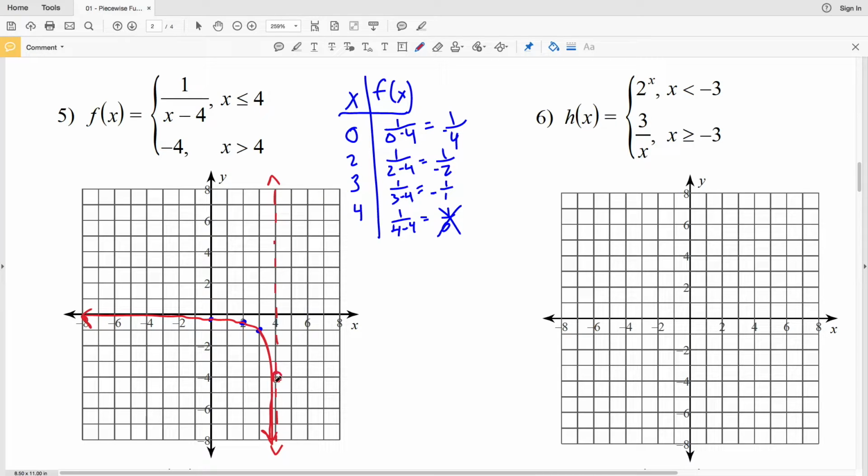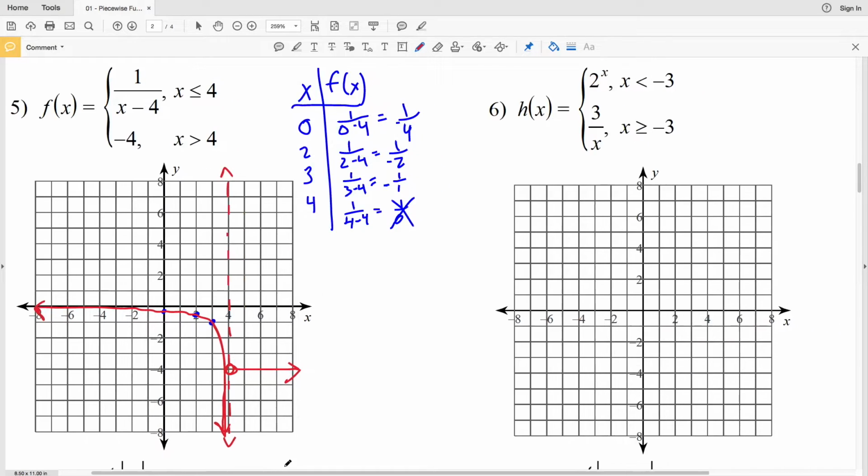So I'm going to draw a circle around the point for negative 4, because that's where my next function will pick up directly after that, but not including, and then everything else will be negative 4 to the right. And that is my piecewise function for number 5.